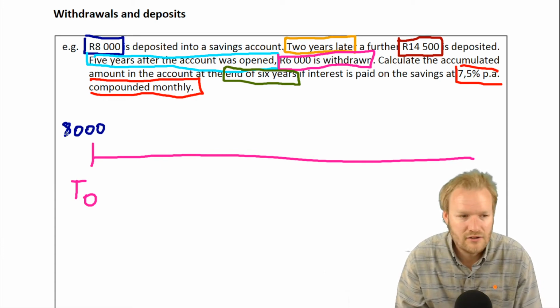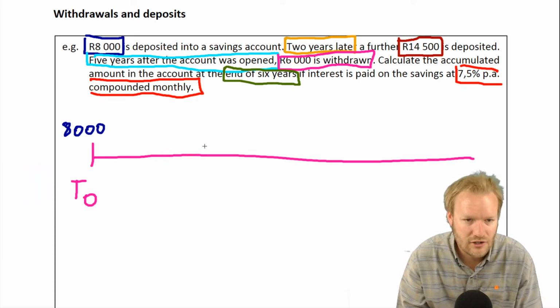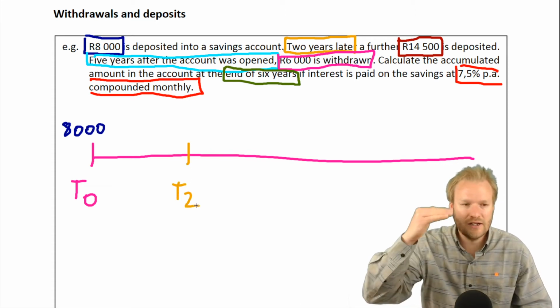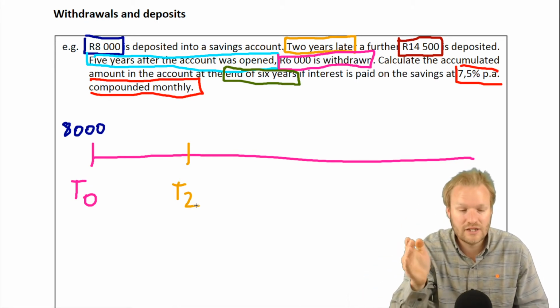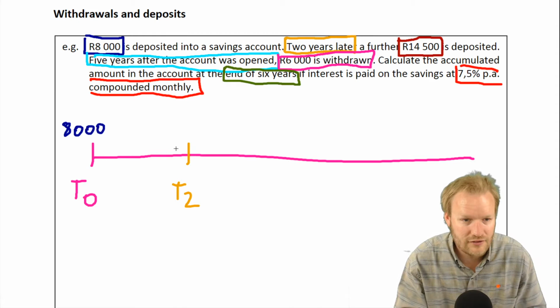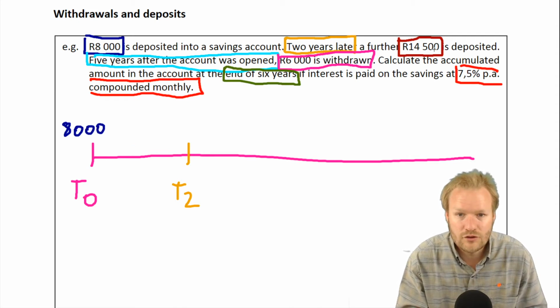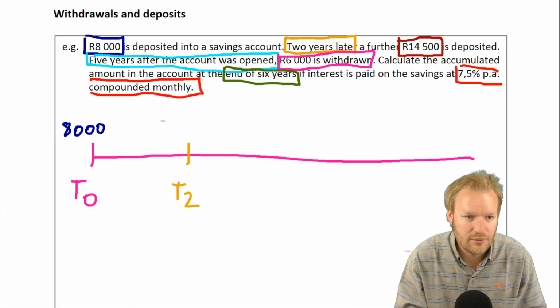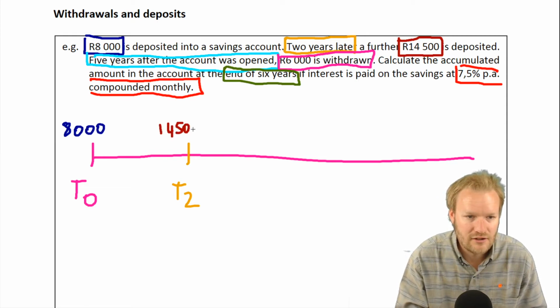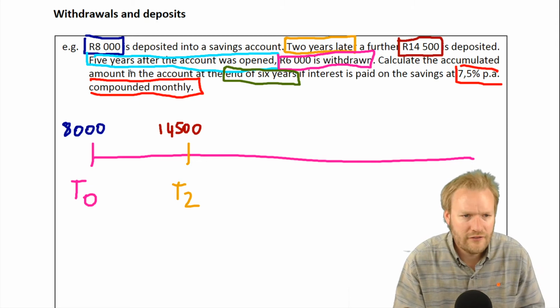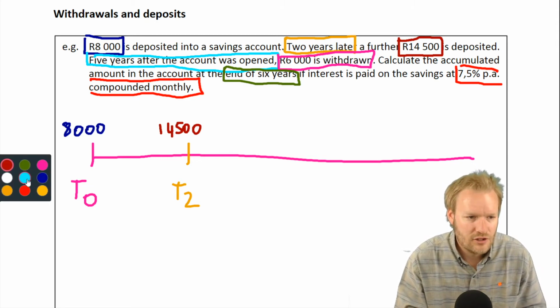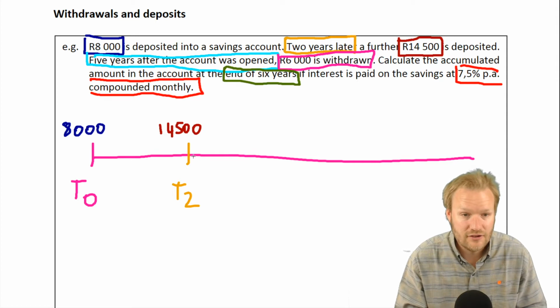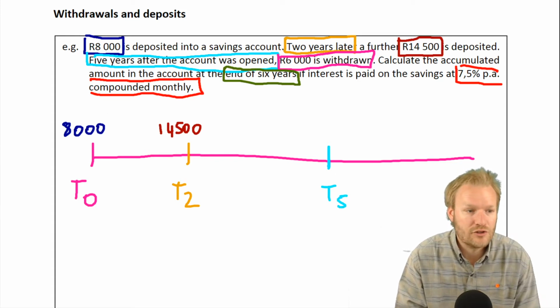2 years later, so on our timeline, we can look and go, okay, 2 years later at T2, because T1 is at the end of the first year, T2 at the end of the second year. So at the end of the second year, 14,500 Rand is deposited. So we put in another 14,500. 5 years after the account was opened, so in other words, at T5, so I'm just going to keep my scale vaguely reasonable here, T5, 6,000 Rand is withdrawn.